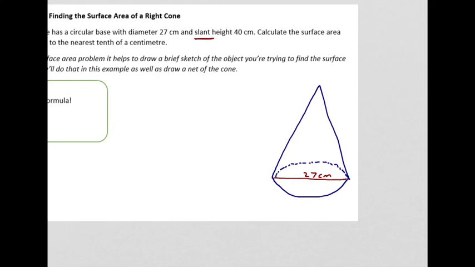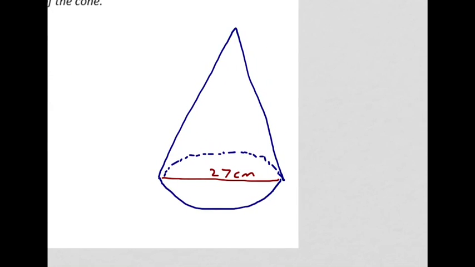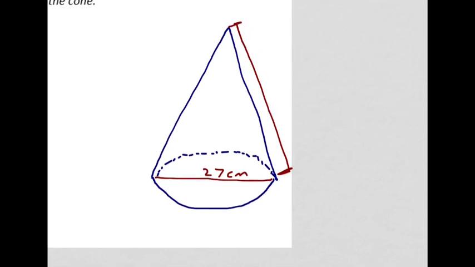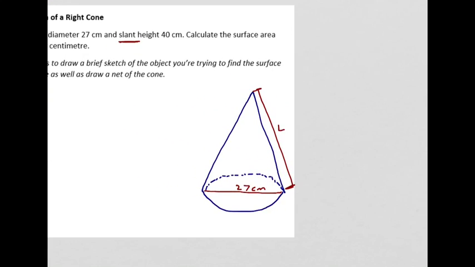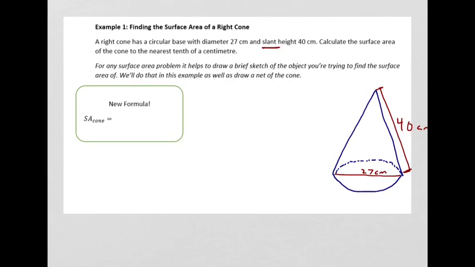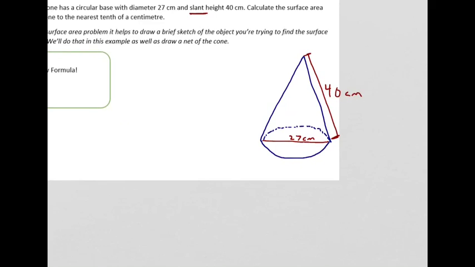Slant height. That's a key word. A slant height is the distance from here along the edge of the cone to here. It is not the distance from the tip of the cone to the middle. That's just the height. The slant height goes along the slant. And the formula for the surface area of a cone is based on the slant height, so watch out for that. That slant height is 40 centimeters. Since this is just a generic cone, there's no context, every face matters, so we're going to find the area of every face.